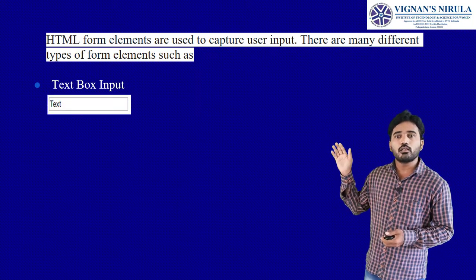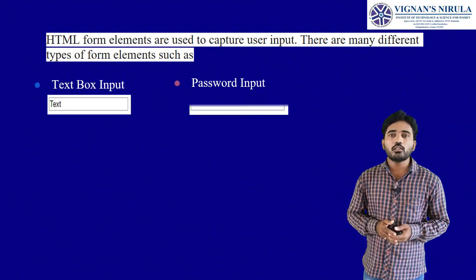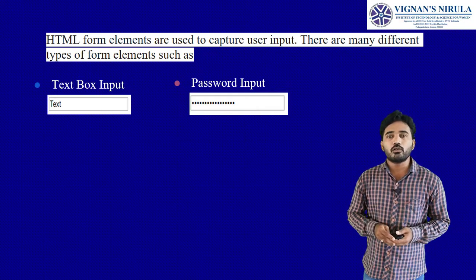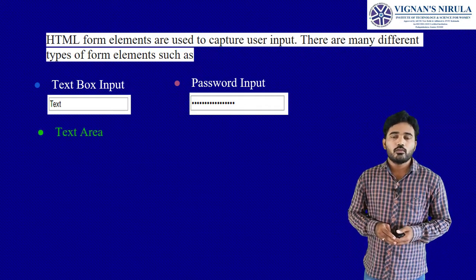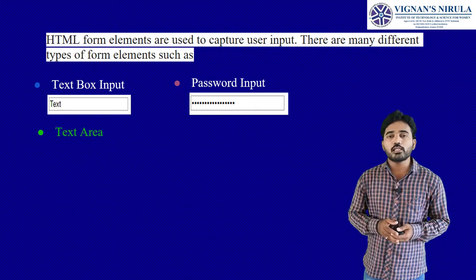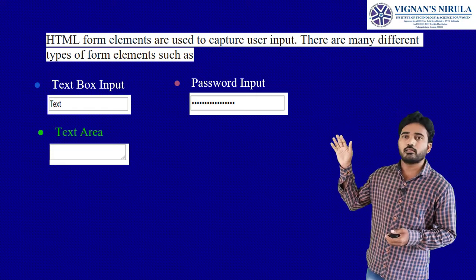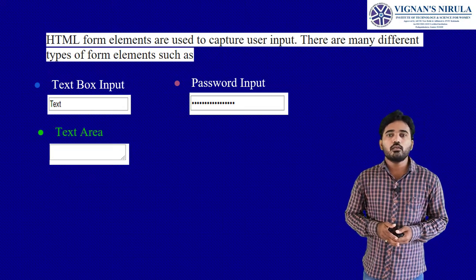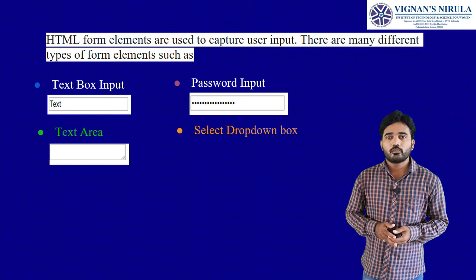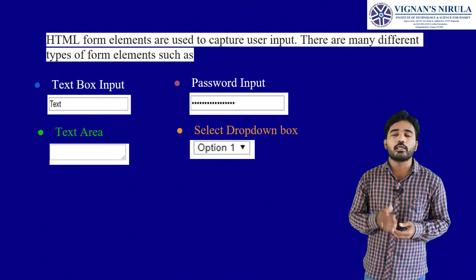Next, the second one is password input. It looks like a text box consisting of a password. The third one is text area, where you need to enter a specific number of rows as well as columns. Its appearance looks like this. Next, a select drop down box. You can call it a select box also. It looks like this.